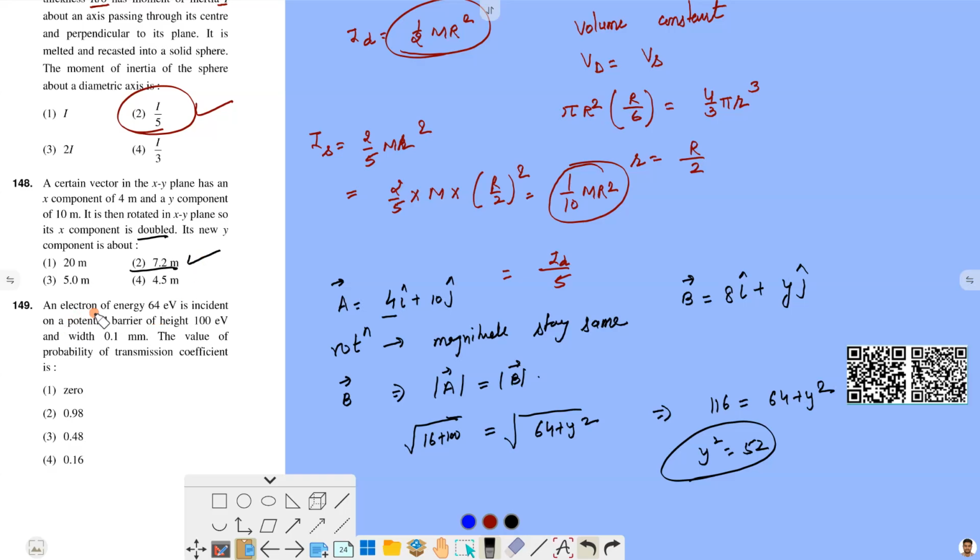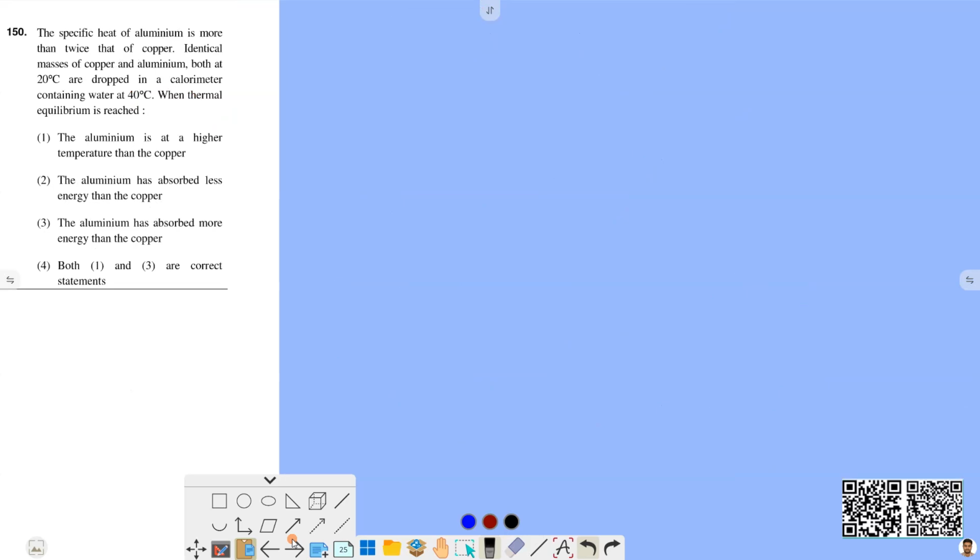Moving to the next one, an electron of energy 64 electron volt is incident on a potential barrier of height 100 electron volt with width 0.1 millimeter. This question is basically quantum mechanics related, so we are going to skip it. Now let's come to the last question.